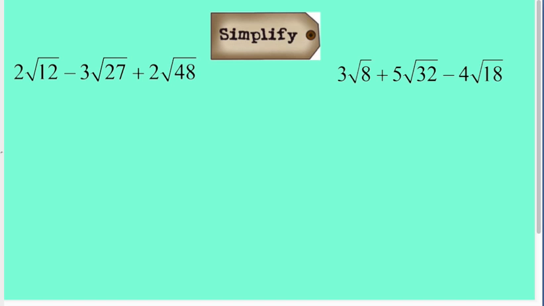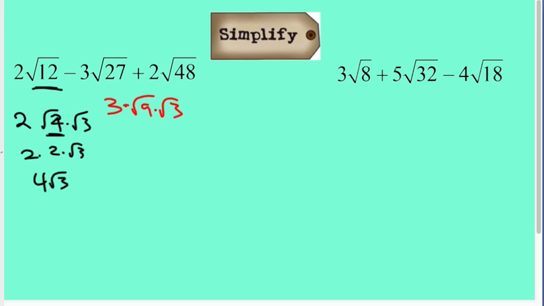All right, so some of these can get a little tricky, but you can still do them. Square root of 12 is going to be square root of 4 times 3. So square root of 4 is 2, so I'm going to have 2 times square root of 3. So that gives me 4 square root of 3. 3 square root of 27, I'll change up colors here. That's going to be 3 times square root of 9 times square root of 3. This is going to be 3. 3 times 3 is going to be 9 square root of 3.